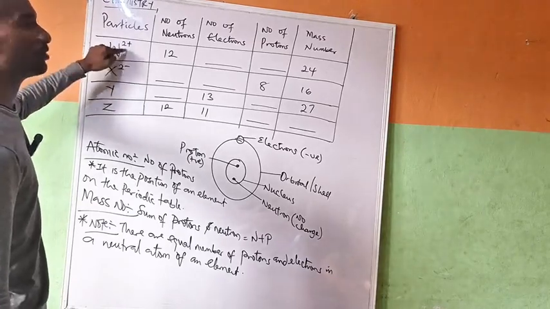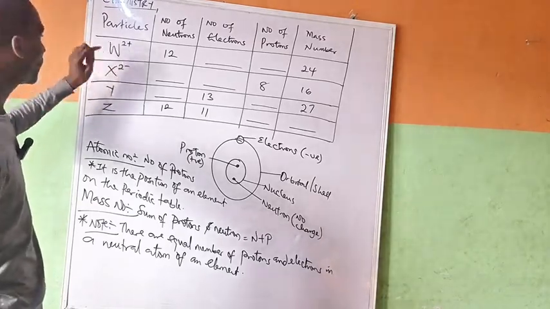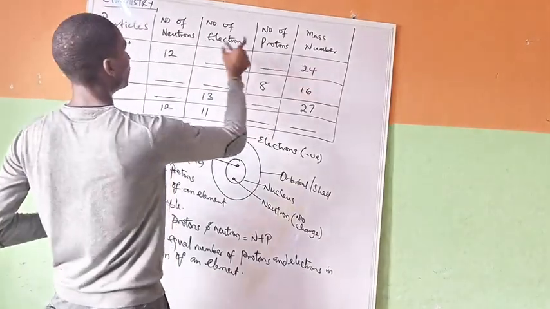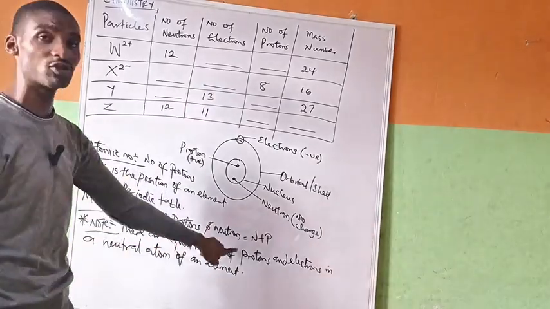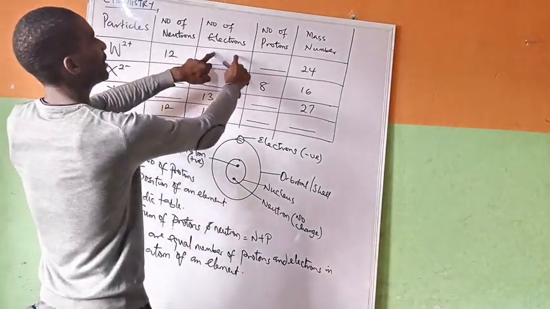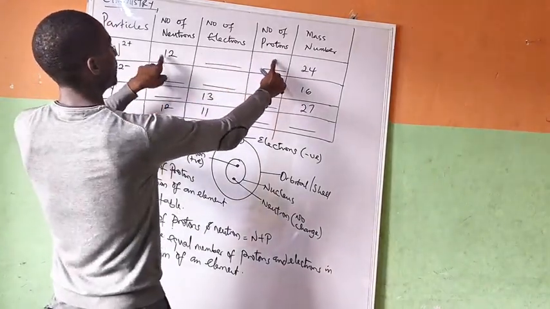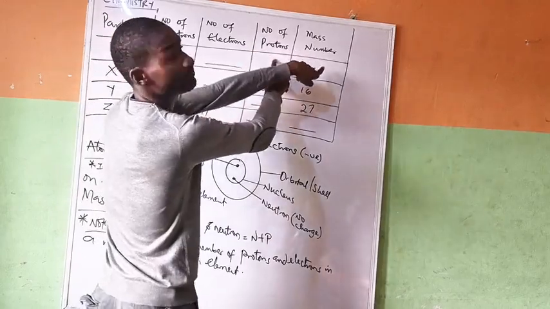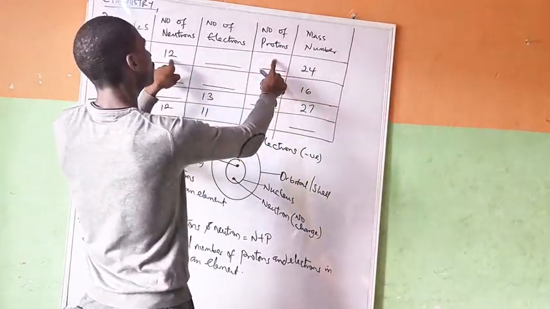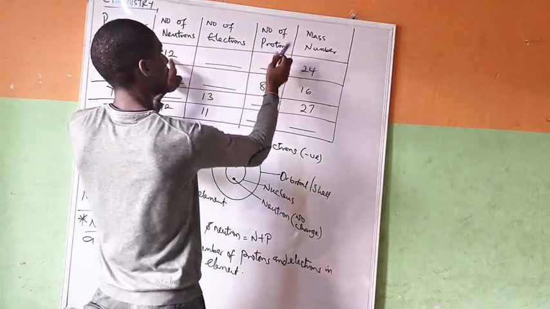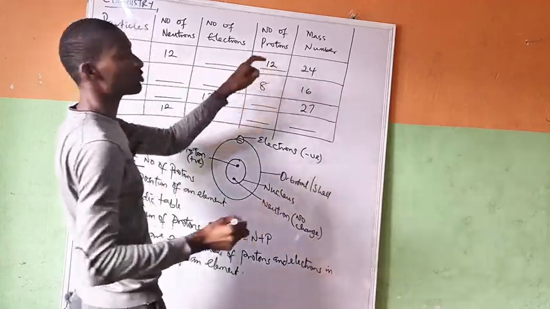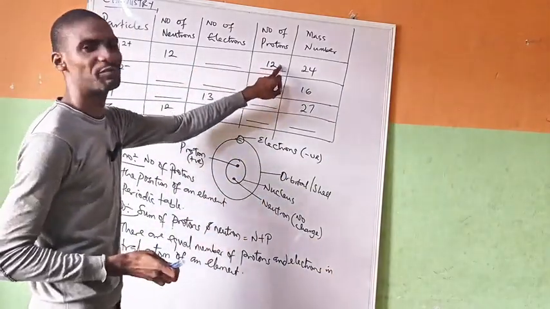These are ions. They are not neutral atoms. You have the mass number here. You have the number of neutrons. And you remember I told you the mass number is the sum of protons and neutrons. So for us to get the number of protons here, neutron plus proton is mass number. So if the neutron is 12, all you need is to remove 12 from mass number 24 and you get 12. So there are 12 protons here.